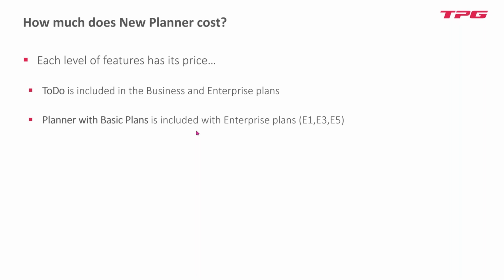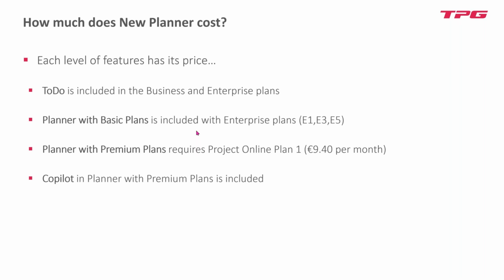Planner with the basic plans is included in the Enterprise plans, E1, E3, E5, and several on the academic side. So this means the old Microsoft Planner, as some of you may have used in the past. The Planner with premium plans, as it's called by Microsoft officially, requires a Project Online Plan 1, which, again, German street price is €9.40 per month, and you need to look it up in your country, I guess, and maybe your time zone, and what you need to pay for it.